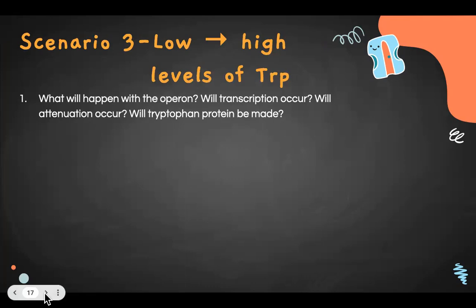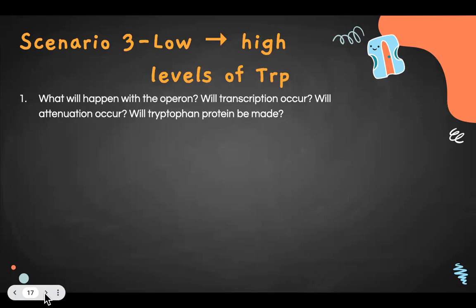So in this case, it goes from low to high levels of tryptophan, and when this happens, what will happen to the operon? Will transcription occur and will attenuation occur? If there are now high levels of tryptophan, what do you guys think? The operon will get shut down.